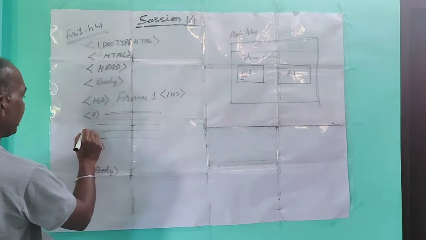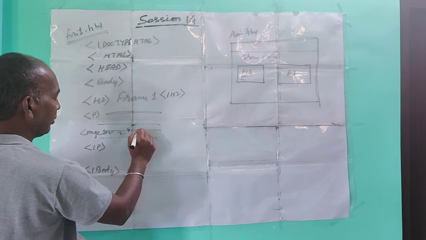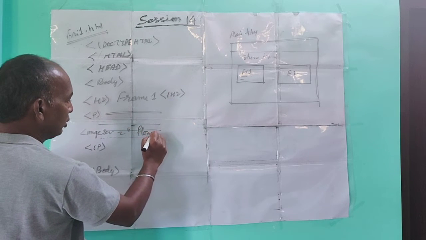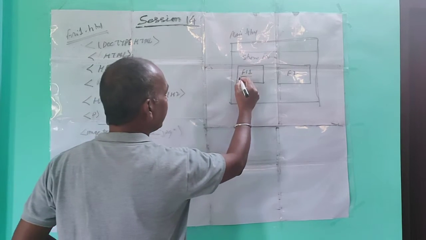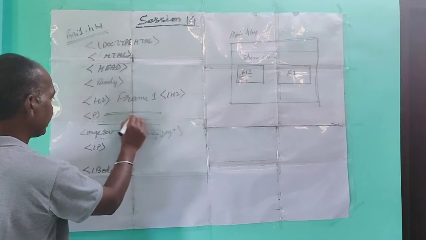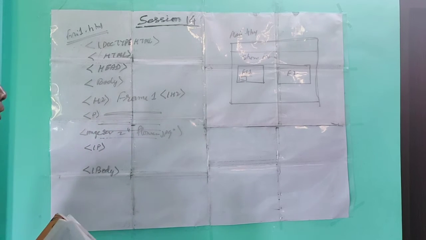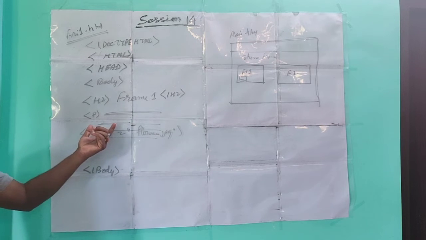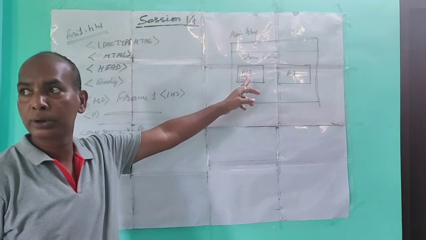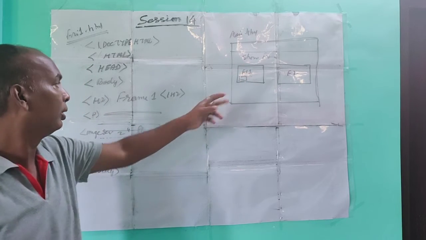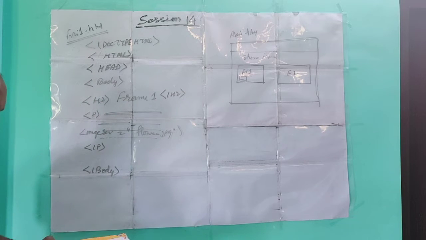If you use an image, img src equals to say flower.jpg, this image will appear here. Text appears, then image appears, and you can also add audio and video. You can change the background color, you can change the text color, any changes you want to do under frame 1, you can add it between the opening body and closing body.